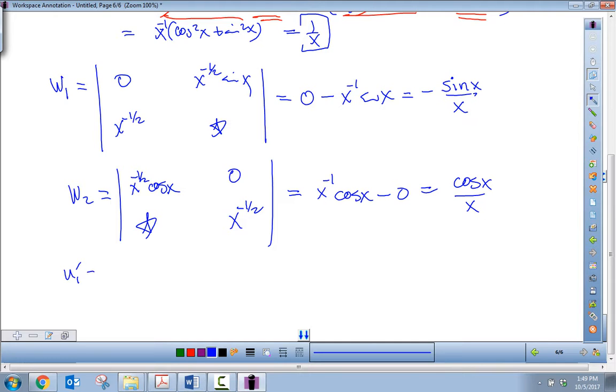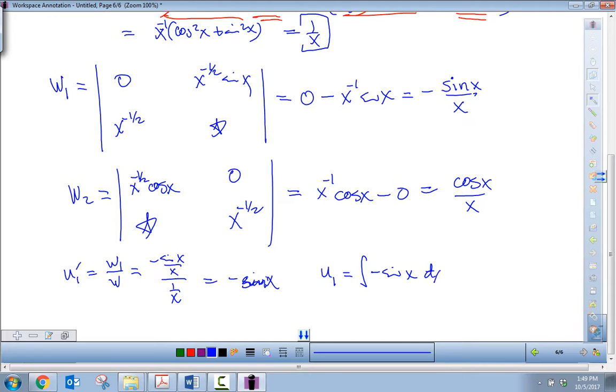U1 prime is going to be W1 over W. W1 is negative sine x over x divided by 1 over x. That's negative sine x. And then the antiderivative of that is positive cosine x. So we got our U1. Great.